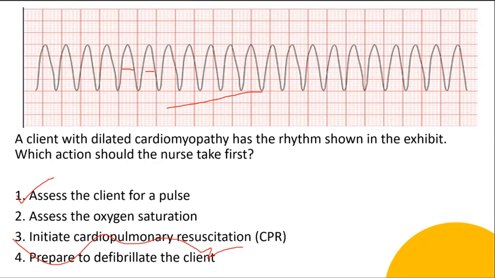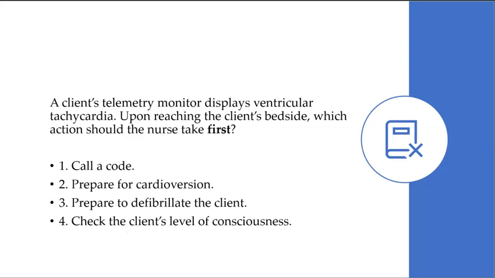Whereas a client who is stable in ventricular tachycardia with a pulse, usually we treat them with antiarrhythmic medications like your amiodarone, your procainamide, your sotalol, and all of that. Okay, so number one would be our correct answer.